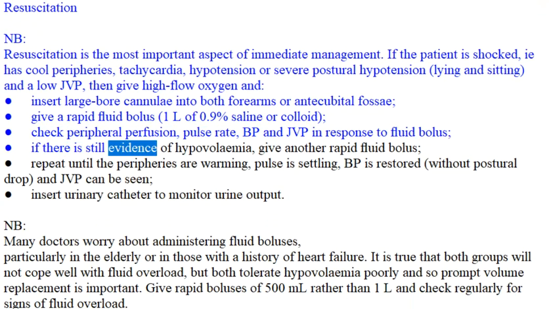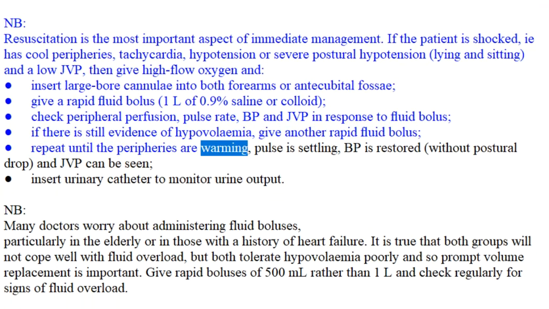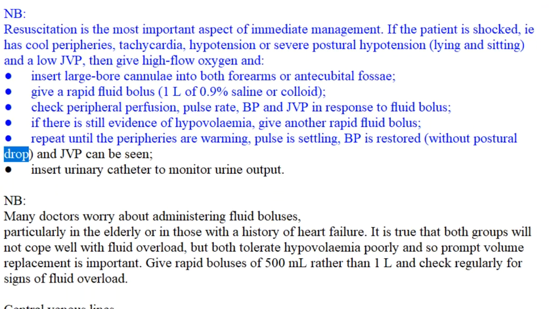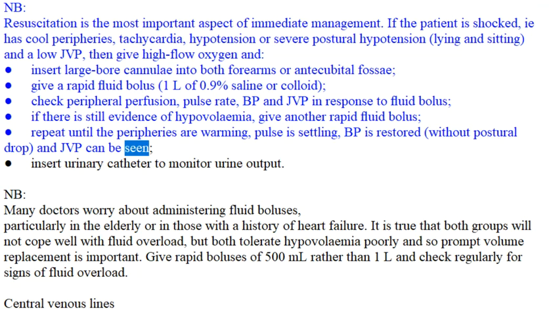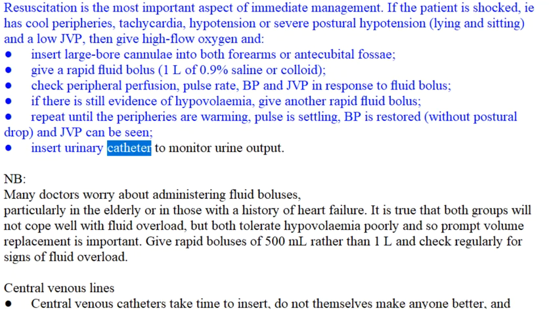Check peripheral perfusion, pulse rate, BP, and JVP in response to the fluid bolus. If there is still evidence of hypovolemia, give another rapid fluid bolus. Repeat until the peripheries are warming, pulse is settling, BP is restored, without postural drop, and JVP can be seen. Insert urinary catheter to monitor urine output.